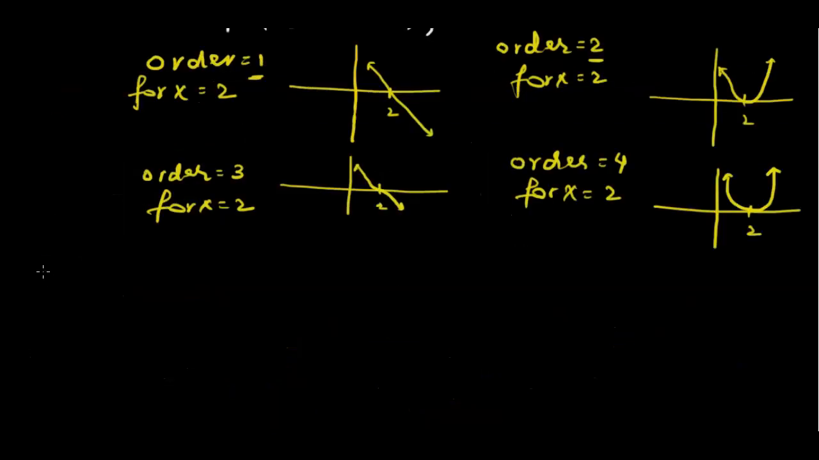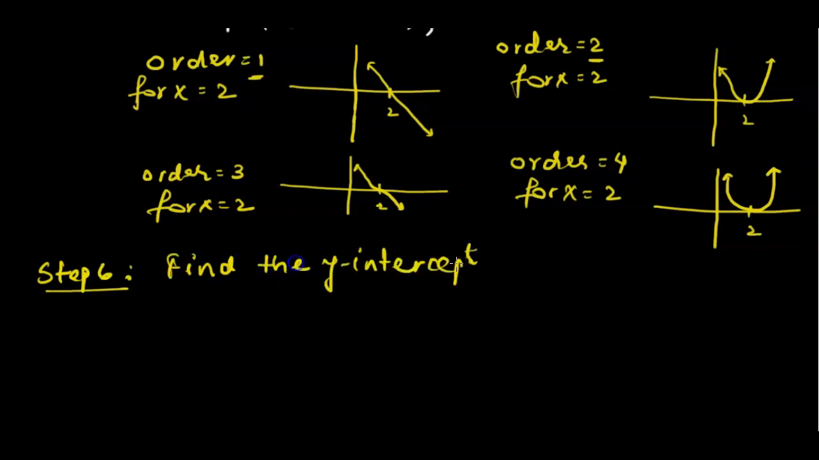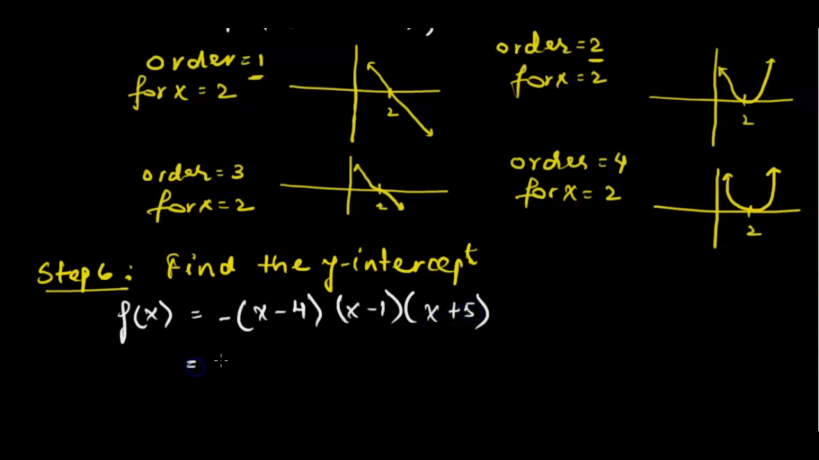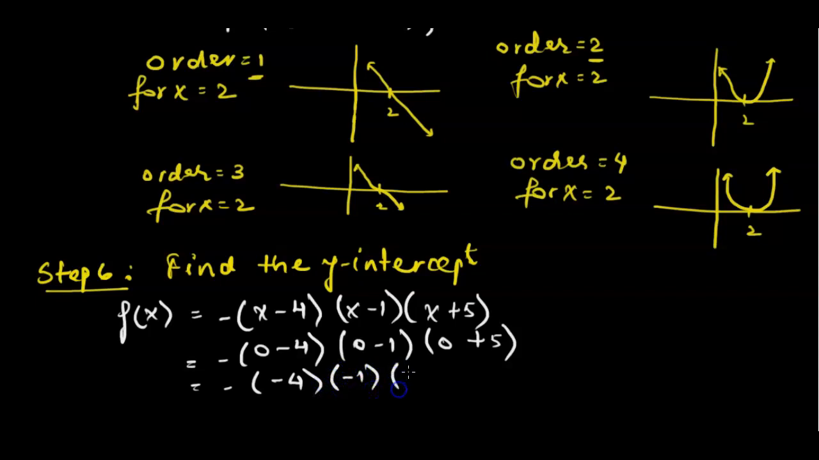Just to make the graph more specific, we can add step 6 to it. Find the y-intercept. In this example, how do we find out the y-intercept? We have f(x) equal to -(x - 4)(x - 1)(x + 5). For finding the y-intercept, we put in x as 0. We get -4, -1, and 5. So all we have to do is just multiply these numbers. 5 times 4 is 20, times 1 is 20. There are 3 negative signs, so it's -20.